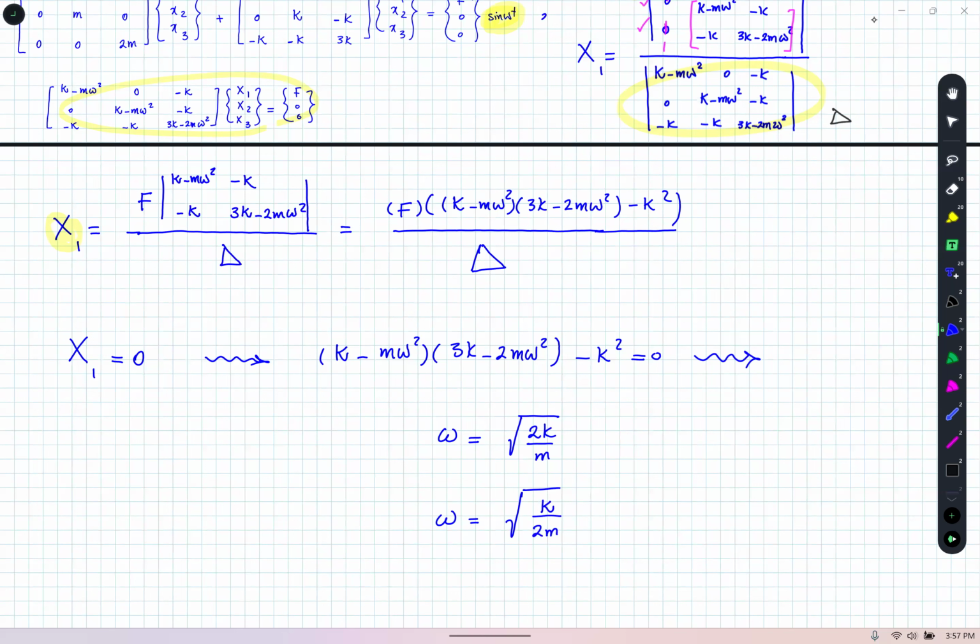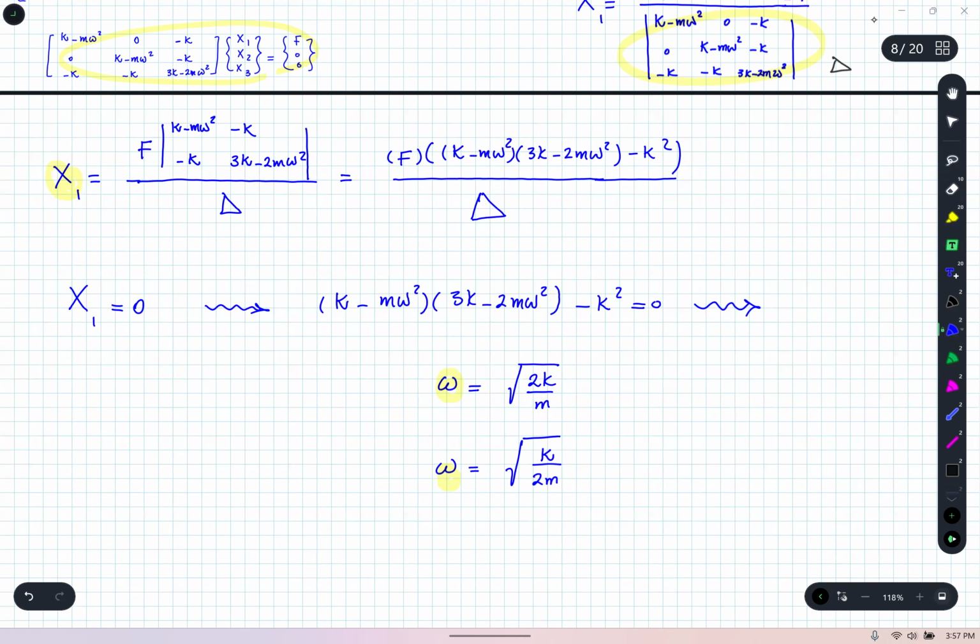So what does it mean? It means that at these two particular frequencies, x1 is 0. And it means that these two particular frequencies have nothing to do with the natural frequency of this system.